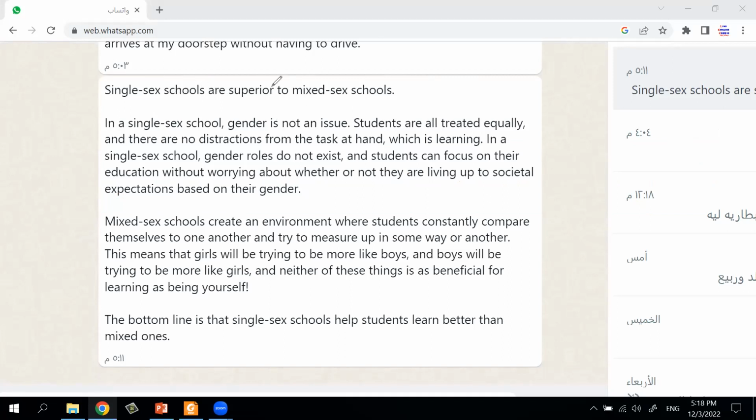Single-sex schools are superior to mixed. This is the title, okay? In a single-sex school, gender is not an issue. Students are all treated equally and there are no distractions from the task at hand, which is learning. In a single-sex school, gender roles don't exist, and students can focus on their education without worrying about whether or not they are living up to societal expectations based on their gender.